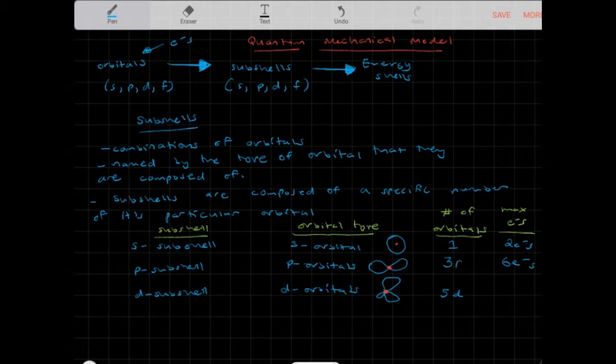The P subshell holds 3 P orbitals. The S subshell holds 1 S orbital, right? Because there's 5 D orbitals that make up the D subshell, we can hold a maximum of 10 electrons, because each orbital can hold a maximum of 2 electrons.